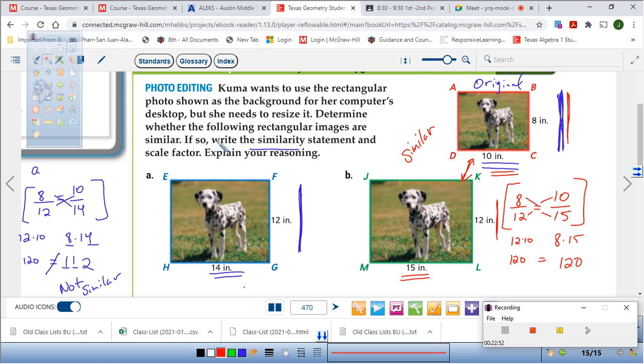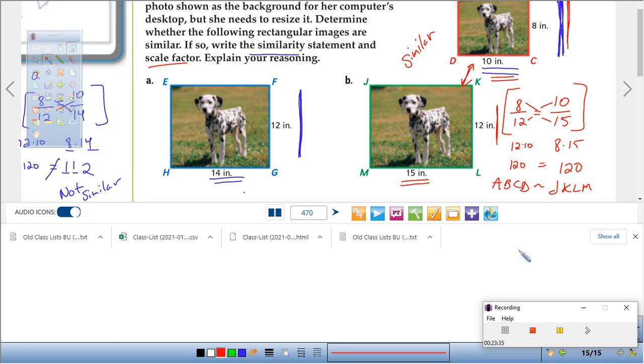Now, I'm going to ask you something. If so, write the similarity statement and scale factor. What's the scale factor here? I know, that's the part I don't like in this book. Well, let's write the similarity statement. I'm going to go A, B, C, D is similar. See how I went from this corner? A, B, C, D. I'm going to do the same order: J, K, L, M. Y'all okay with that one? Anybody get lost with what I'm doing right there?